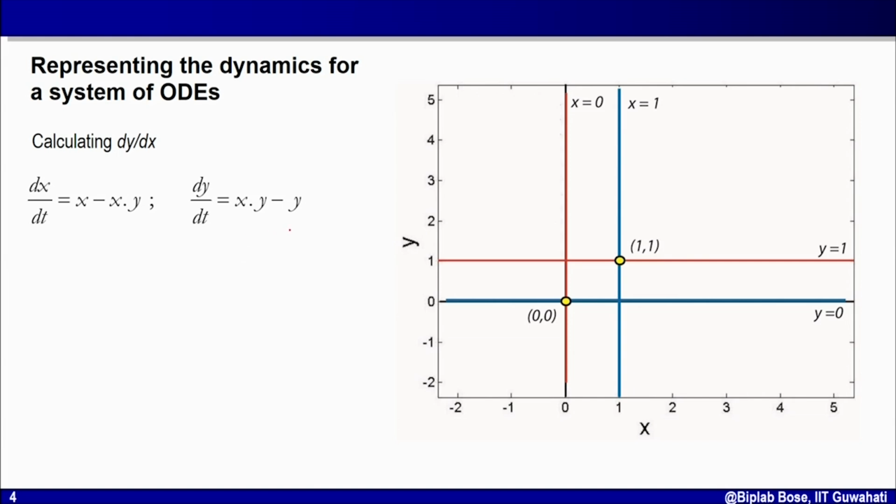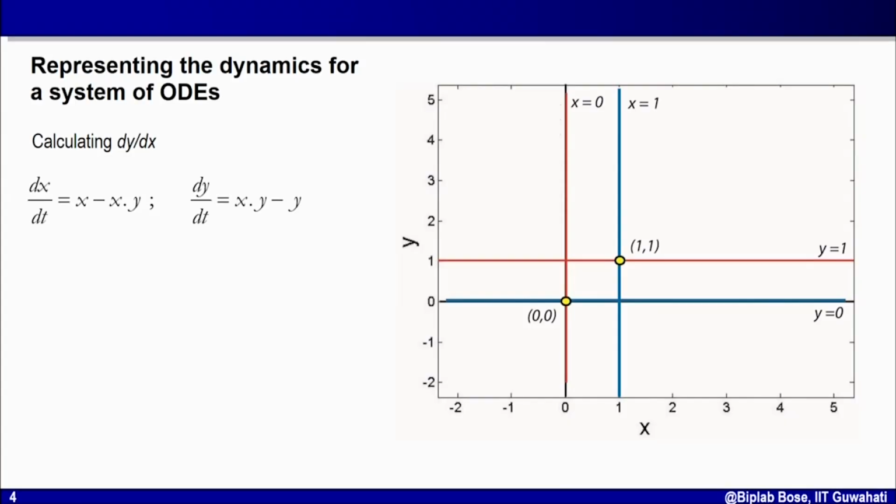It is a common system of ODE that we have discussed earlier for predator-prey models. So for this system, I want to draw the phase plane and I want to divide the phase plane in equidistant grid points, and at each of these grid points I want to draw an arrow representing dy/dx. So how can I calculate dy/dx here?